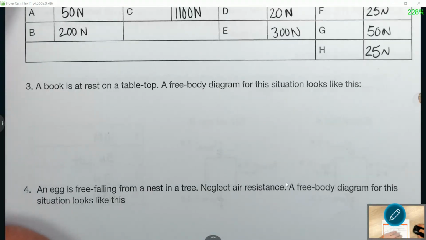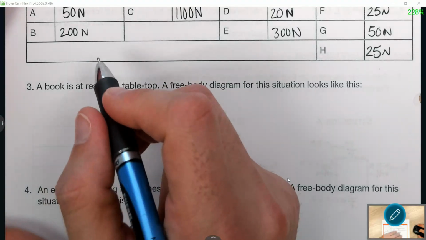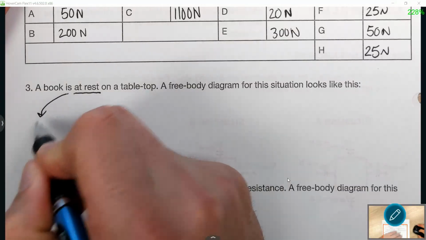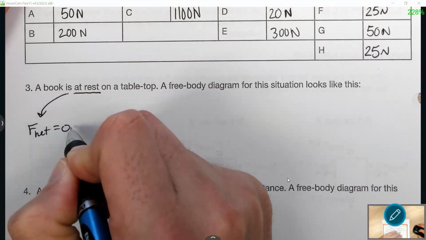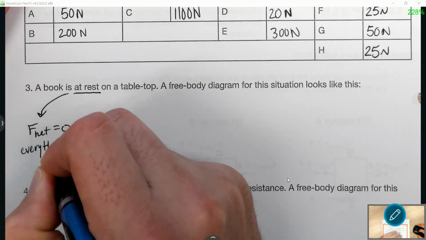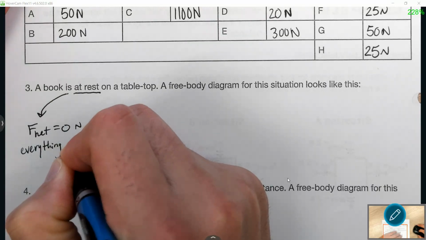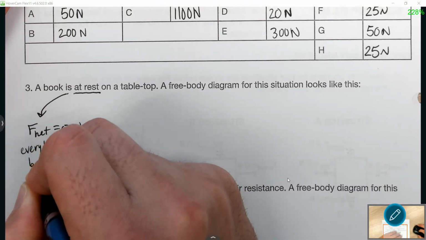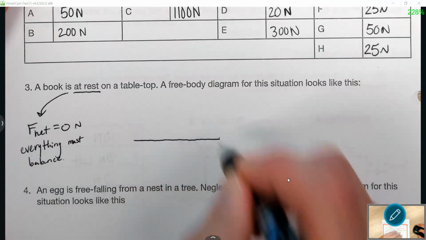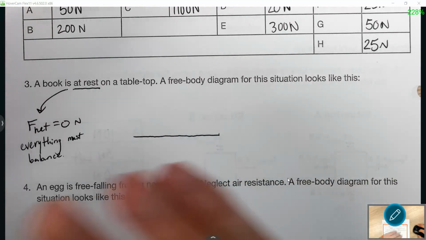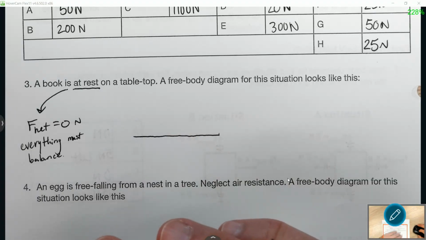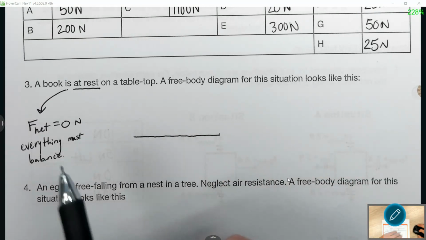Okay, so let's look at it. A book is at rest. On the front of this worksheet, we just talked about at rest is a key phrase. That means that the F net has to equal 0 newtons, which means everything must balance. Okay, so I'm going to just draw a flat piece of surface. So it could be a book, it could be a desk, it could be a road, it could be the ground. All right, whatever.